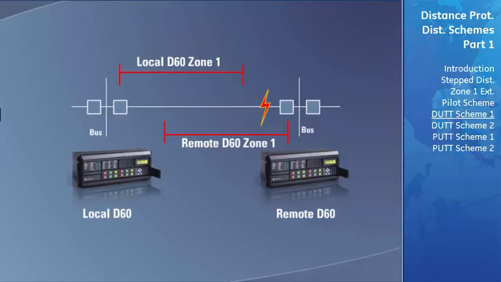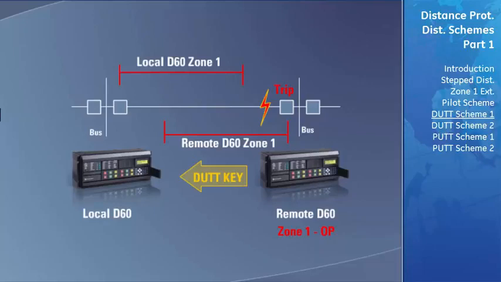The breaker at the local end of the line would normally not trip until the timer of Zone 2 had expired. Using the DUTT scheme, if a fault occurred in the transmission line end zone, the remote D60 that identified the fault in its Zone 1 will immediately trip the breaker on its side of the line. Upon detecting this fault in its Zone 1, the remote D60 will also immediately send a signal, which is known as a key, over the communication channel to the local relay located at the other end of the line.